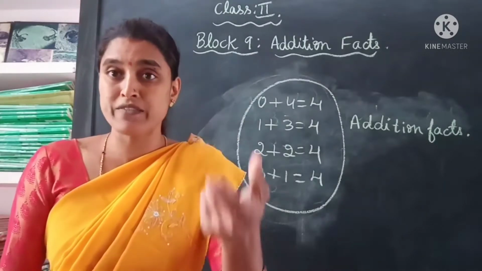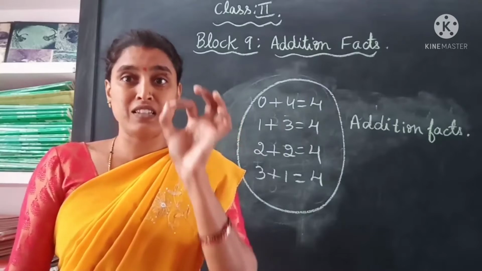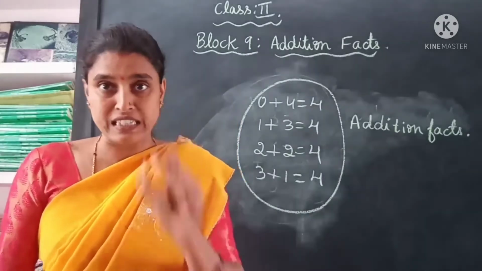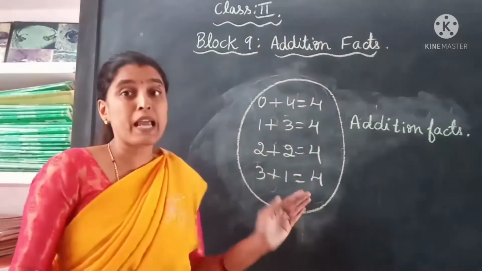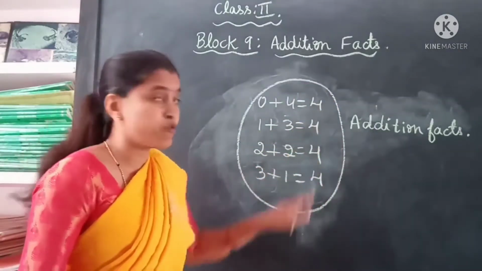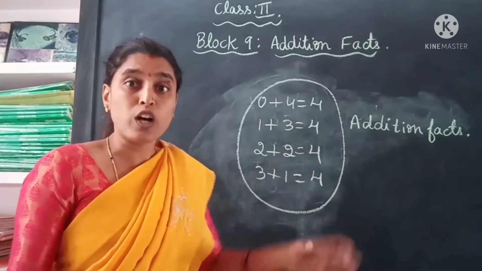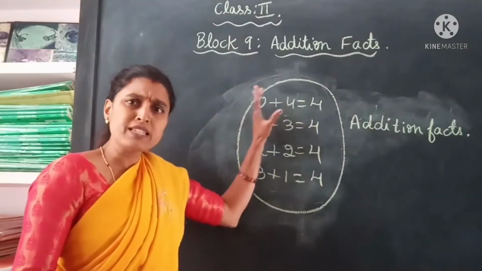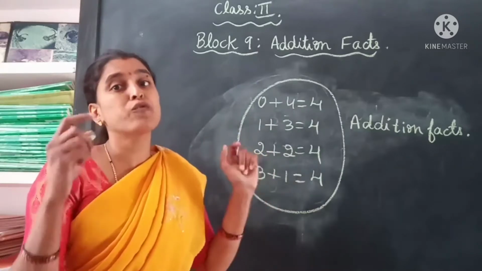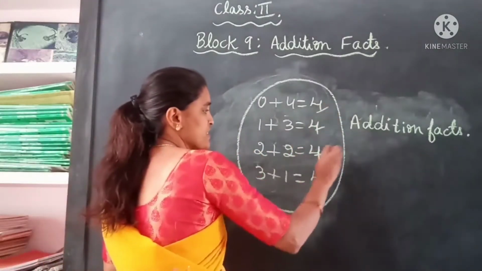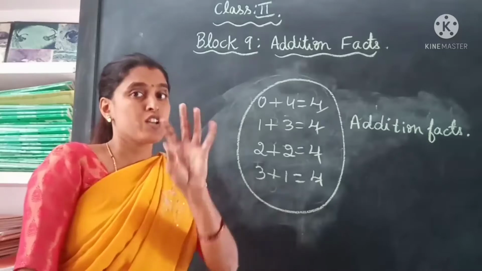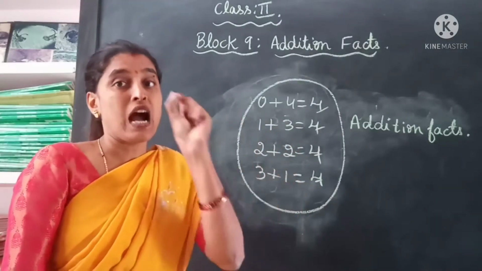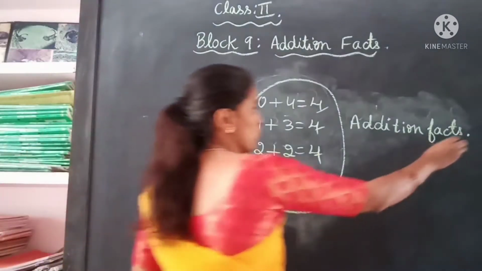I am going to repeat once again. An addition fact of a number is a group of addition sentences which add up to the same number. Here we got the answer 4, the same answer in all these addition sentences. So these are nothing but addition facts of 4. So this group of addition sentences is nothing but addition facts of 4.